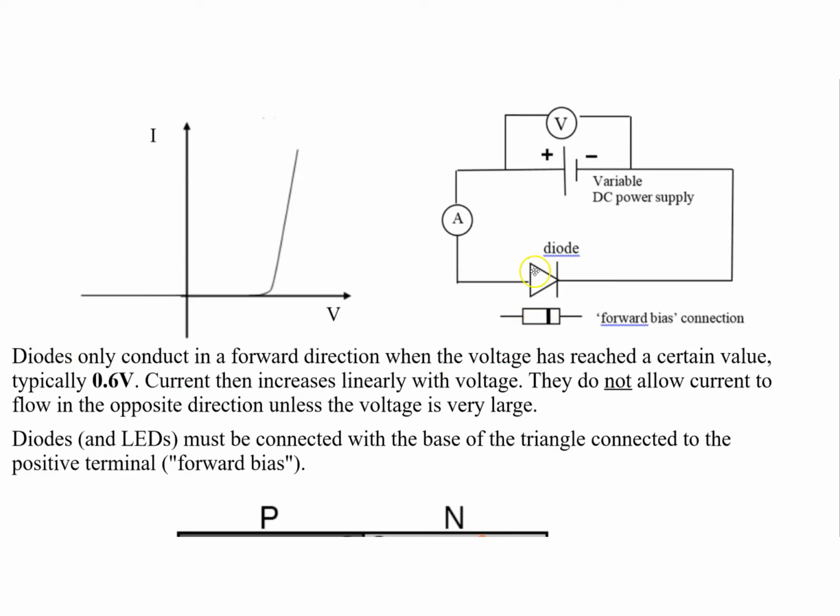So how we connect this, the base of the triangle should be connected to the positive terminal, and this is indicating that current can flow in this direction if we assume conventional current, which is an old-fashioned idea of the flow of positive charge, which causes lots of confusion. What's actually happening is electrons are flowing in the other direction.